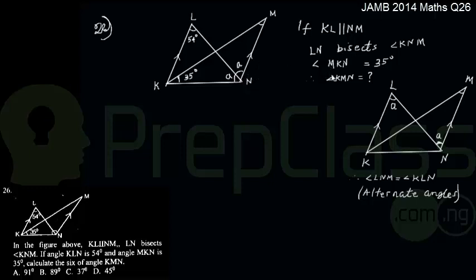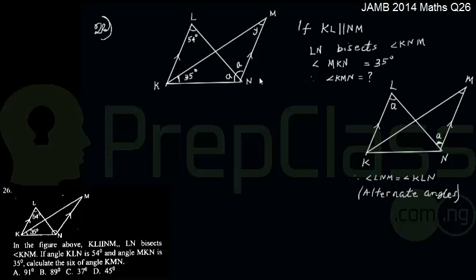We also come to realize that angle KLN is 54 degrees, while angle MKN is 35 degrees. The question says we should calculate the size of angle KMN. Basically, angle KMN is the angle here. So we could call this angle here Y. Let's call the angle there Y.